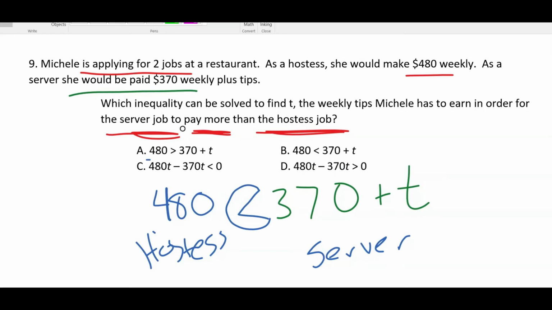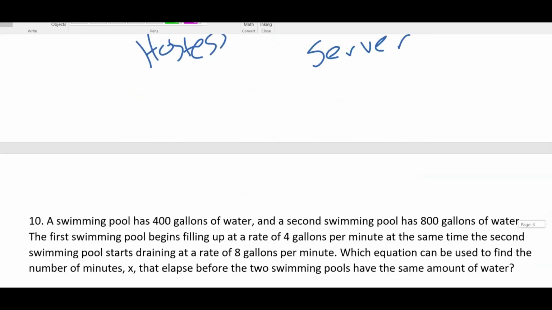In this one, it says the hostess job pay is greater than the server, so it's definitely not that. This one says the hostess job is less than the server job, and that's what I want. I want the server job over here on the right to be greater than the one on the left, and they actually have it set up correctly. And you'll notice an example just like that in the homework.